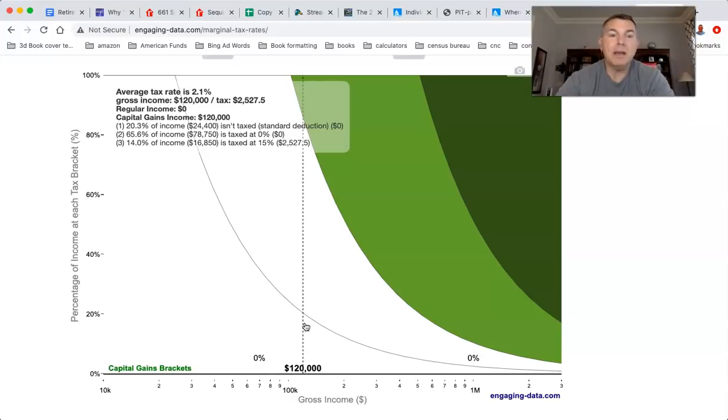And the reason for that is because now you can see 20% of our income is not taxed because it's still in the standard deduction. 65.6% of our income is taxed at 0% because that's still in the 12% tax bracket. And then 14% of our income is taxed at the 15% bracket, because the capital gains do go into your 1040. Once you break the threshold above the 12% tax bracket, a portion of your capital gains will be subject to taxation. So many people think they can make $100 million of long-term capital gains or qualified dividends and not pay taxes. It's simply not true.